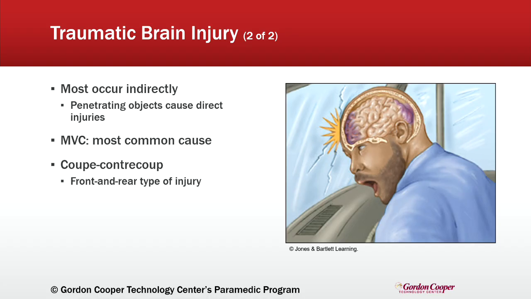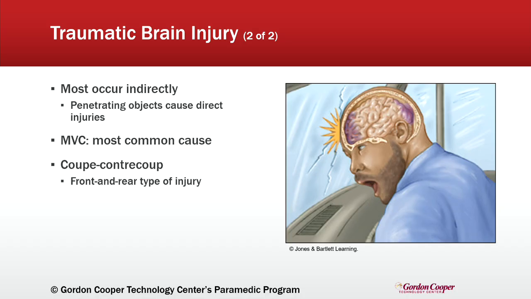The brain continues to move forward until it strikes the inside of the skull, and this causes a compression injury or bruising to the front part of the brain and stretching or tearing to the back part of the brain. The head then falls backwards against the headrest and the brain slams into the back of the skull. This same type of injury can occur on the opposite sides of the brain in a side-to-side impact as well.